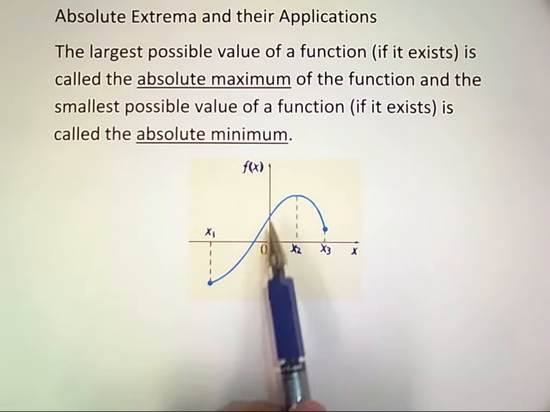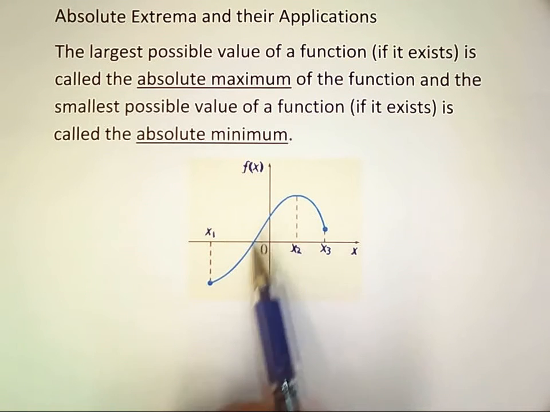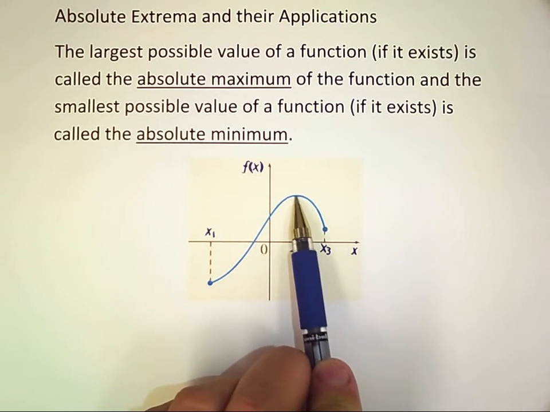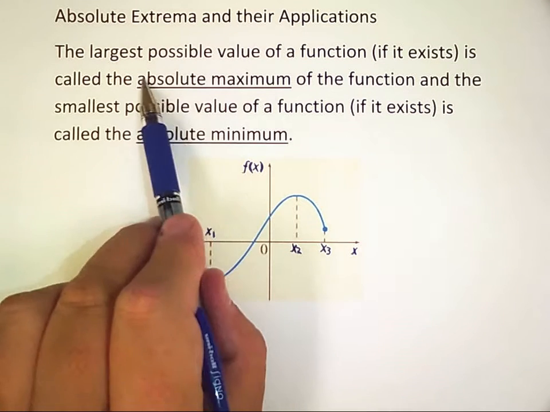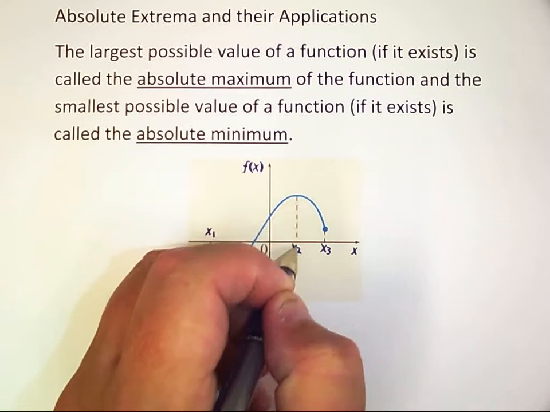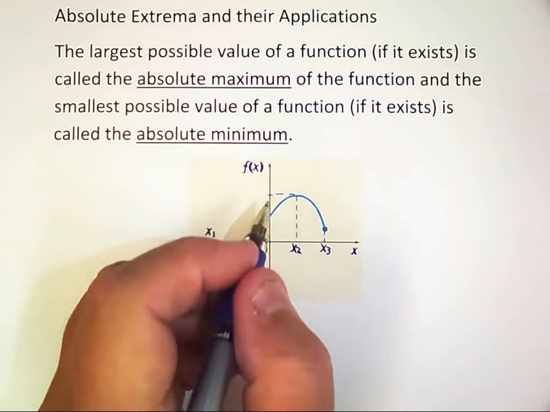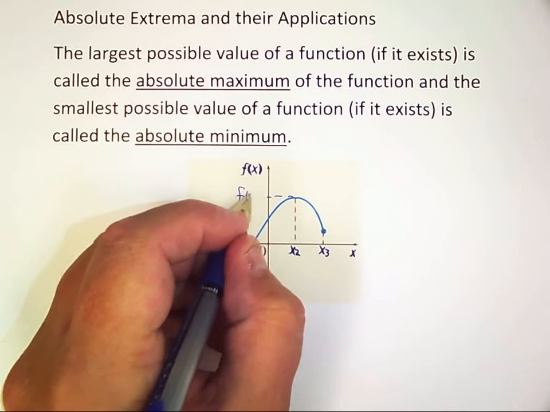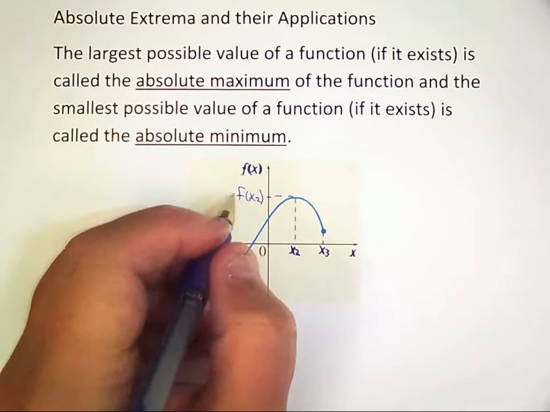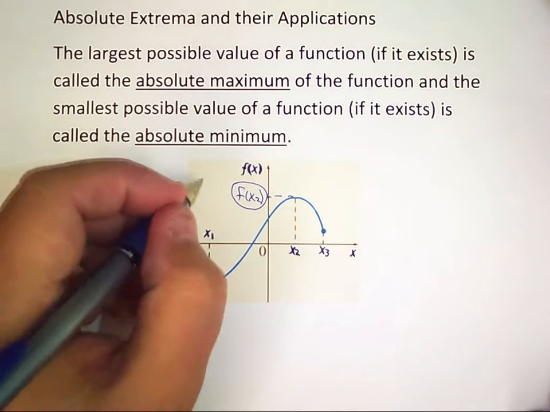And I guess a picture's worth 1,000 words. If you have this function, you can see that there's a point that is higher than any other point on the curve. The y value of that point is what we call the absolute maximum. There is no point on that curve any higher than that. So at x sub 2, you have whatever the y value is, we'll call it f of x sub 2. That y value is the absolute maximum.